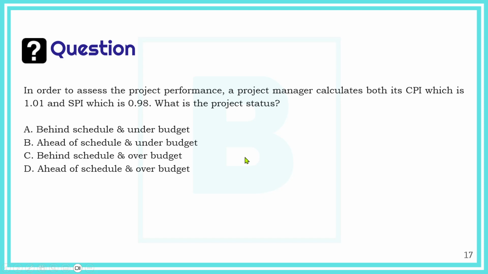Next, in order to assess the project performance, the project manager calculates both its CPI, which is 1.01, and SPI, which is 0.98. What is the project status? Behind schedule. Now, it's easy. So SPI less than 1, so we're behind schedule, definitely. So answers B and D, we cannot consider them because they say we're ahead of schedule. That's wrong. And CPI is above 1, which means we're under budget. So the right answer is answer A. Absolutely. Okay. Remember, guys, sometimes you get such type of questions in the exam, which is quite easy.